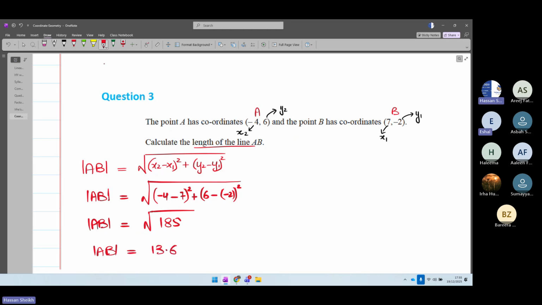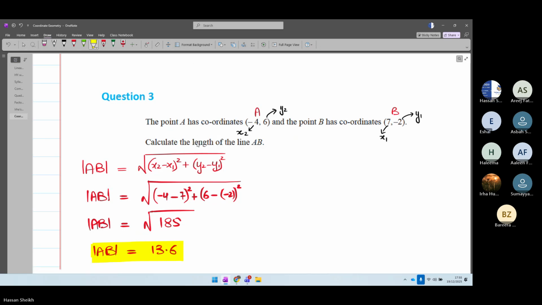No units. Why are there no units? Because it is just the coordinates. No units are mentioned, so you don't need to write the units. Any doubt?